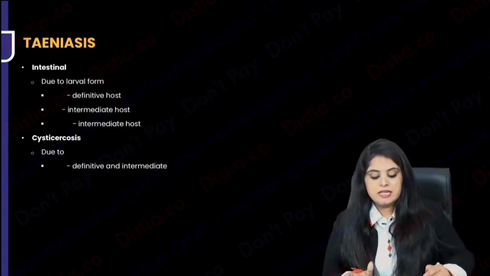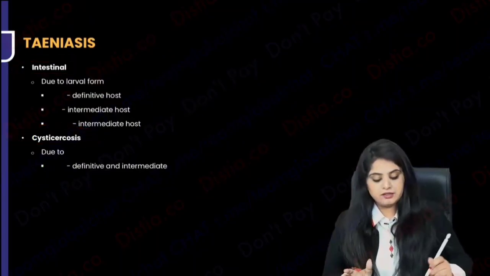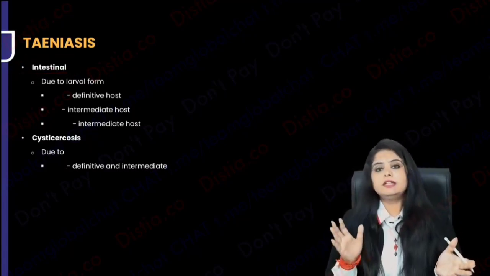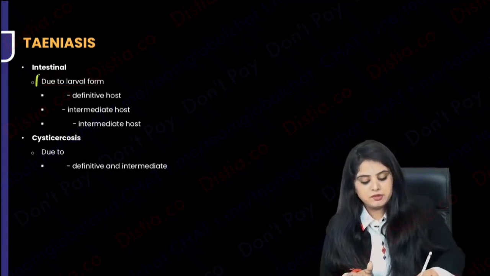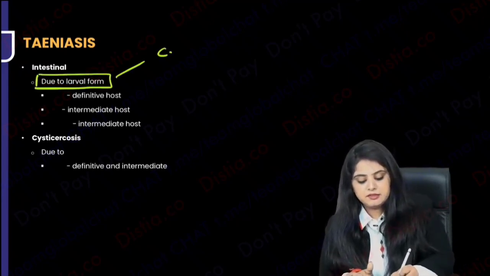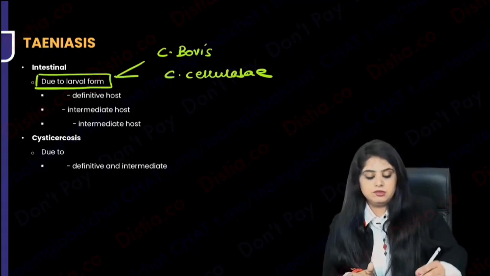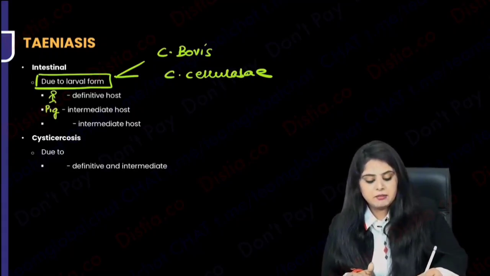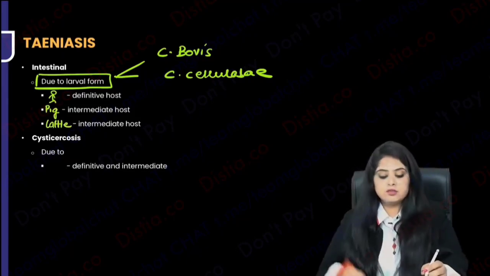So now, as I told you, there are two forms: either intestinal or cysticercosis. So now you know that intestinal happens with both. Taenia solium also causes it, Taenia saginata also causes it. It is because of the larval form, that is what I was telling you. Larval form meaning either it is Cysticercus bovis or it is going to be Cysticercus cellulosae, right? So what is the definitive host? Of course, man. The intermediate host depends. It can be pig also, it can be cattle also. So that depends.